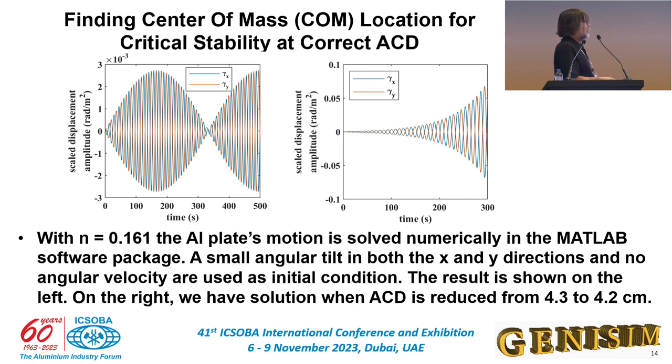And then if I reduce ACD, keeping this number for the center of gravity, I'm getting this very fast acceleration of the perturbation, so I'm unstable. But what is interesting is you're getting this in seconds almost. It's very interesting. But you see, this result is still far from reality.